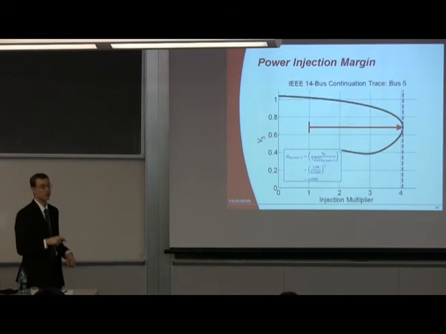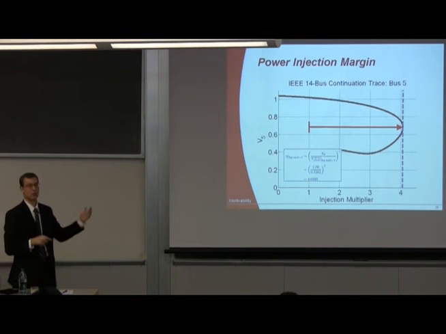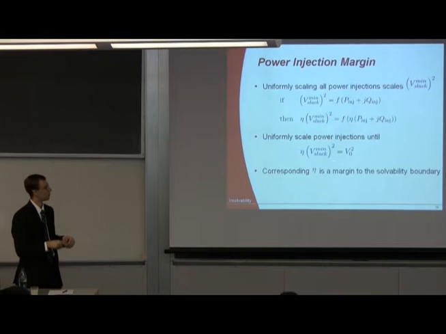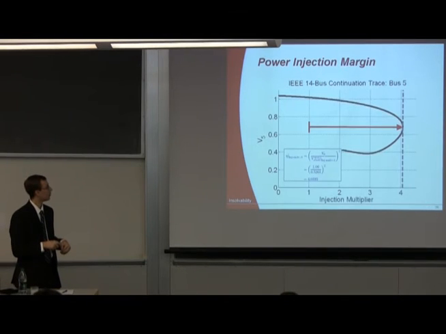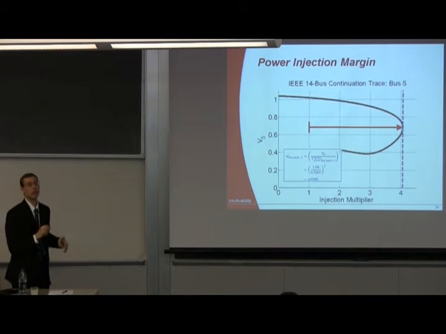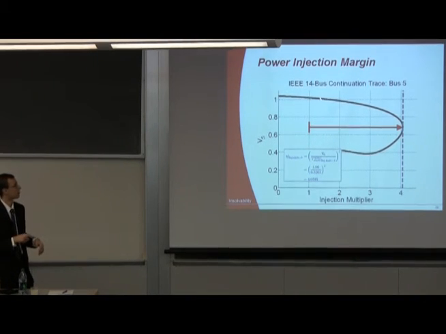So what we would like to know is, without calculating this curve, how far are we from this point? In order to calculate that, we use the same semi-definite relaxation, plug it into this relationship here, and we get that we could have a multiplier of a factor of roughly 4. We see that's right there. We've identified the nose point of this PV curve without actually having to calculate all these intermediate solutions.